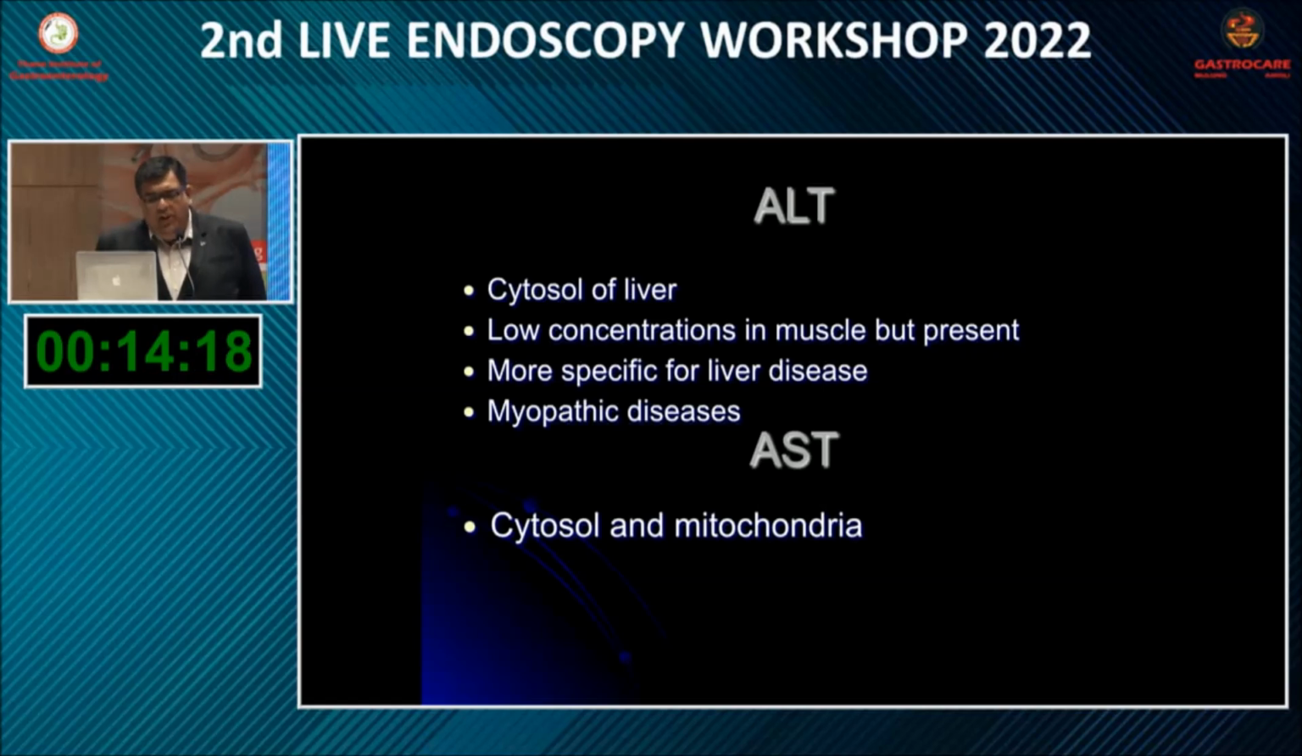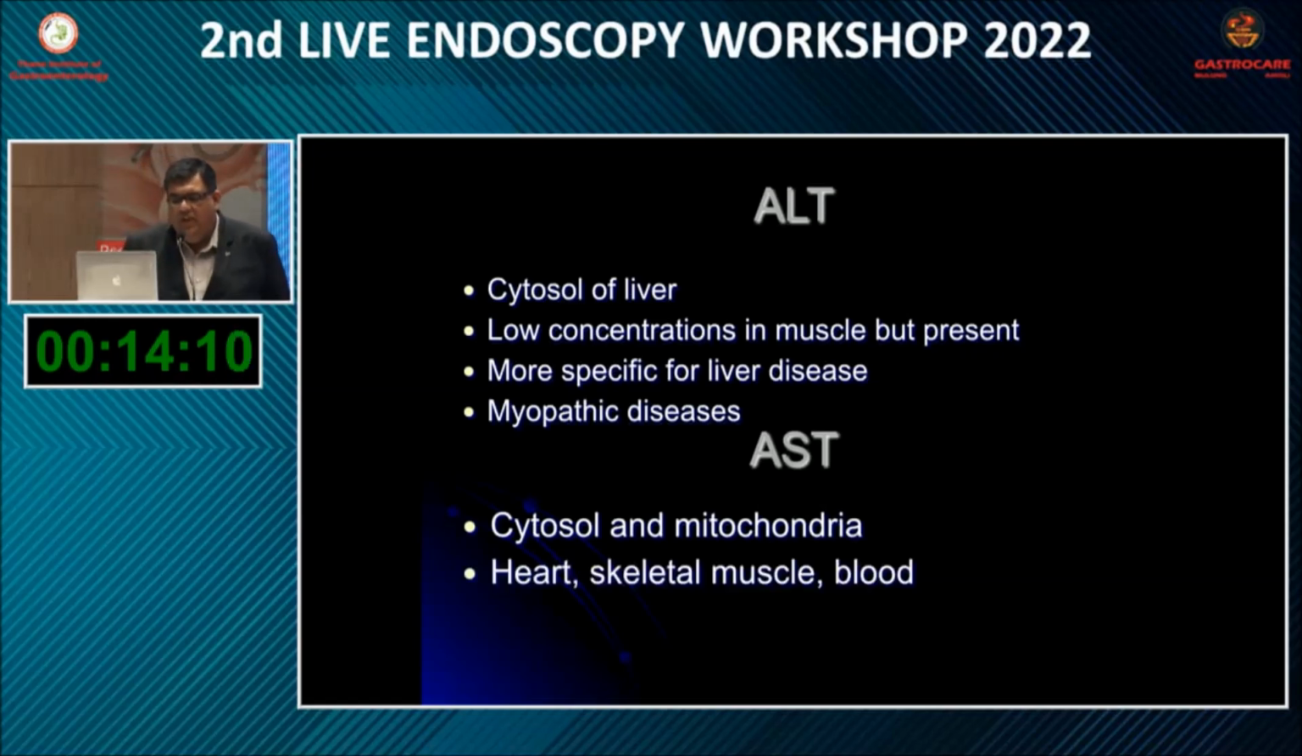So SGOT is present both in the cytosol and mitochondria, and therefore tends to be higher in all non-liver related diseases, especially heart diseases, skeletal muscle and blood. Before we got CPK, CPK-MB, Trop-T, Trop-I, we used to do SGOT for a myocardial infarction. For those who were practicing in the 1980s, you'll remember, we used to send SGOT the next day when you suspected somebody to have a myocardial infarction. And when you found only SGOT increased, you would say, okay, this looks like a myocardial infarction. So all these things were done once upon a time. Of course, today we are much, much better off.